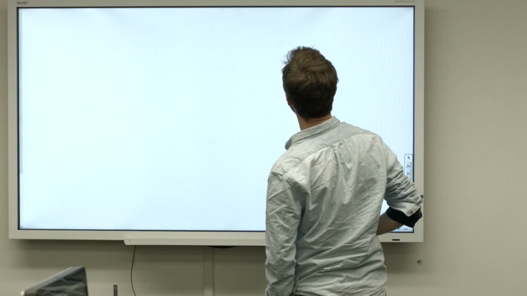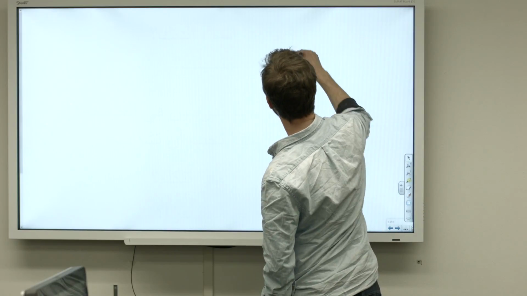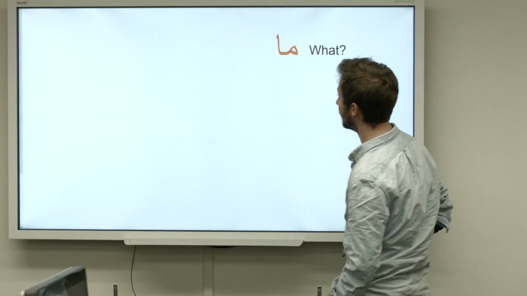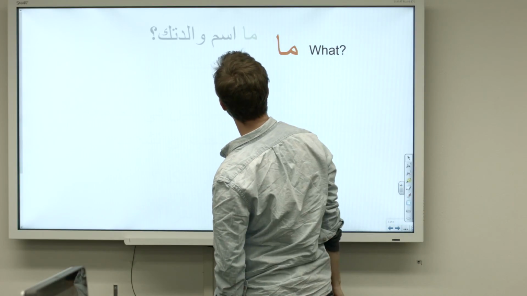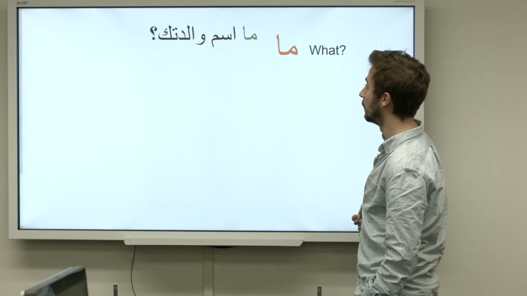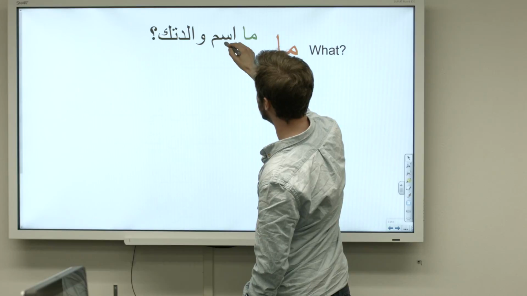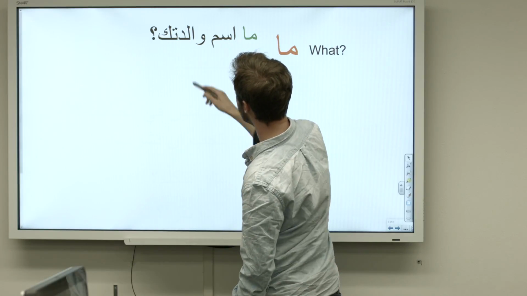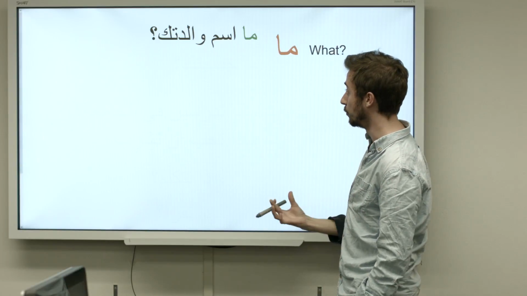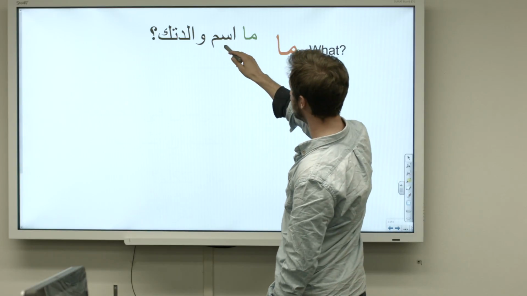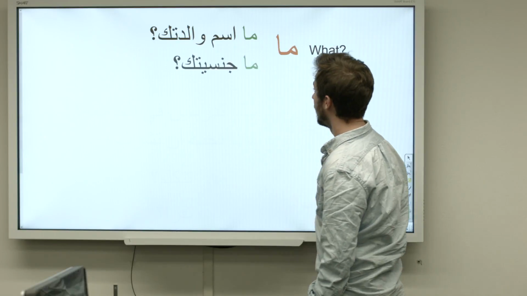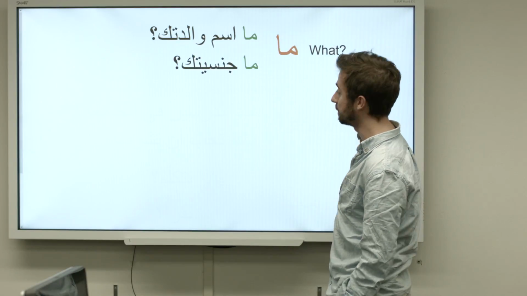Okay, so next we have what, or ma, and this is for sentences that don't have verbs in them. So looking at one example, we have ma ism walidatik. So what is the name of your mother? The mother of you. We use the suffix there for you, your mother. Ma ism walidatik. What's your mother's name? Another example, ma jinsiyatik, right?